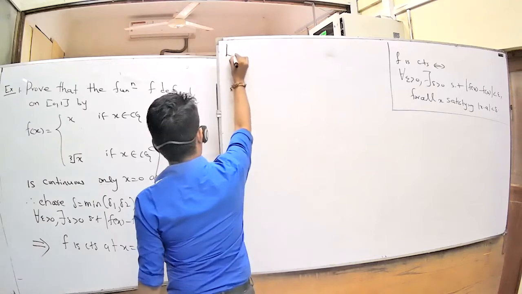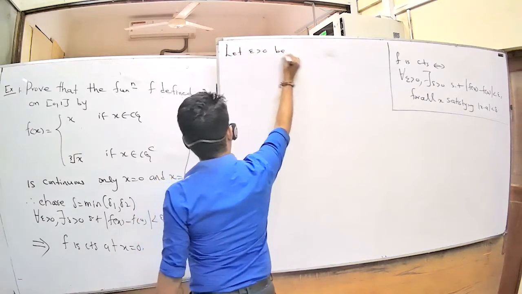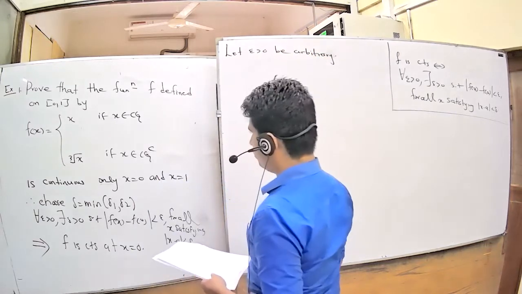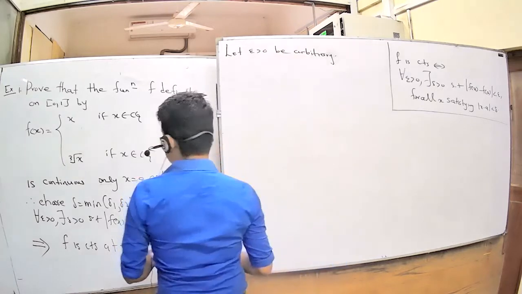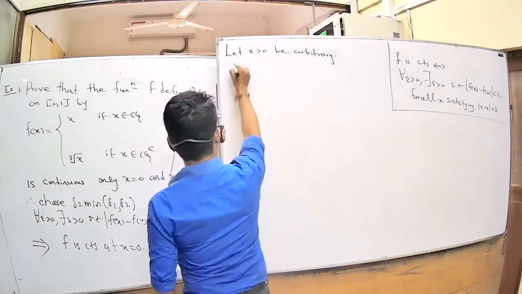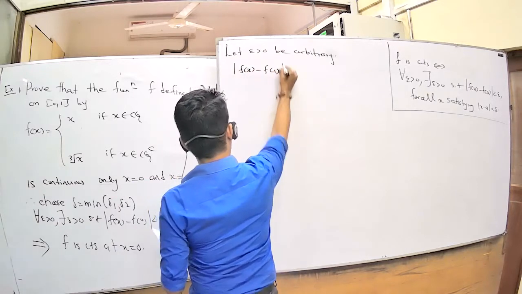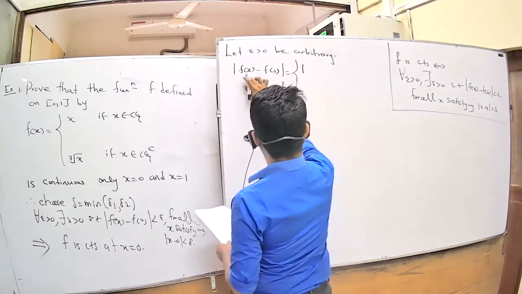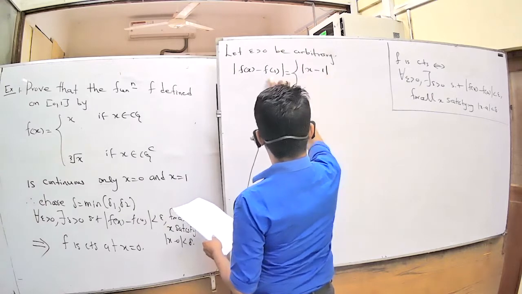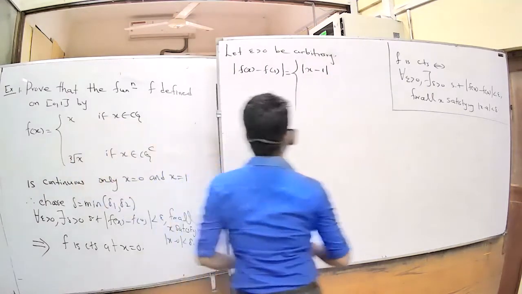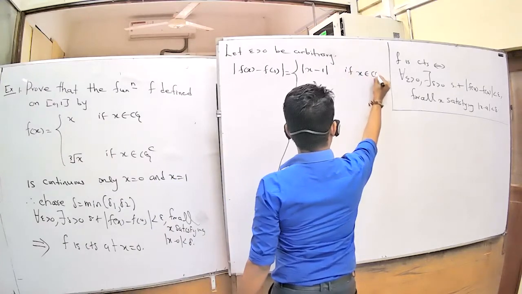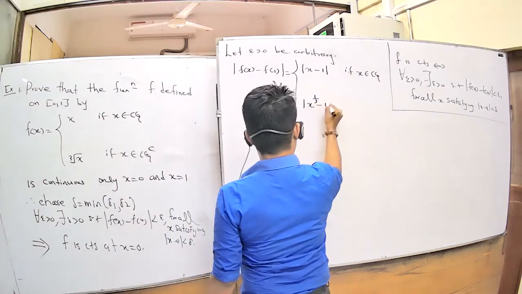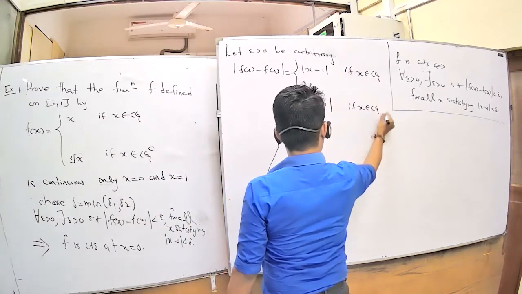Okay, let epsilon greater than 0 be arbitrary. Now, for the x equal 1 case, first you write this factor, modulus of f of x minus f of 1. Here f of 1 means 1 for the rational numbers, so it is modulus of x minus 1 if x belongs to the rational numbers. For the irrational numbers, you have x to the power 1/3 minus 1, if x belongs to the irrational numbers.